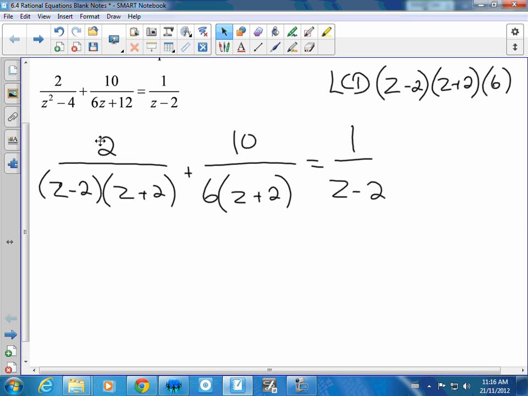Thank you. So the LCD is Z minus 2, Z plus 2, and 6. Okay. Now here's an interesting thing. Because of the equal sign, we can actually treat this a little bit differently. Basically, what we want to do is, would this question be a heck of a lot easier if we got rid of the denominators?